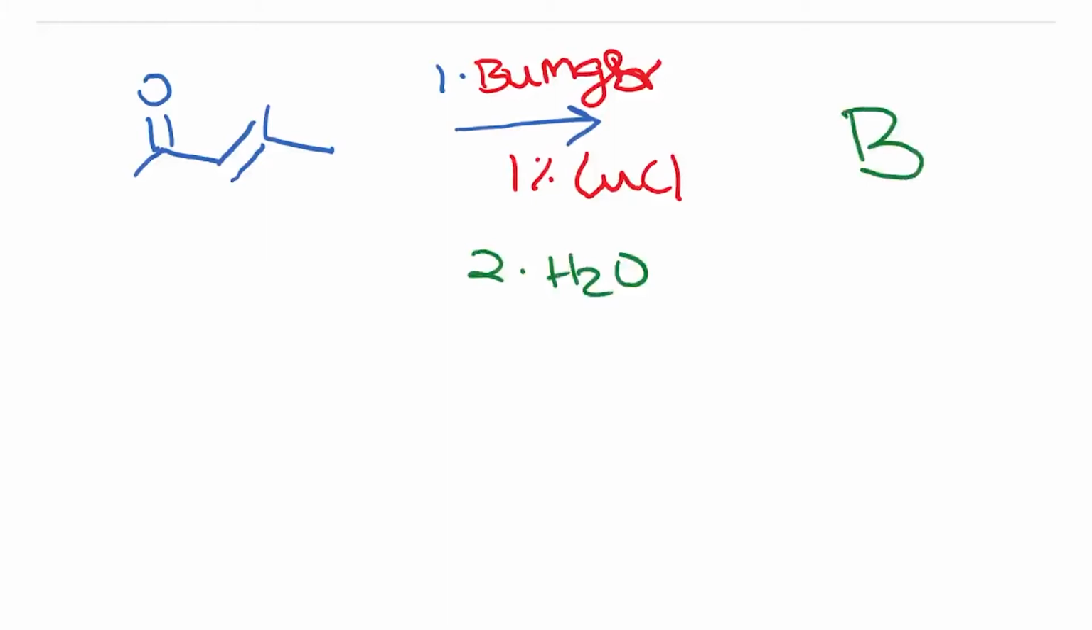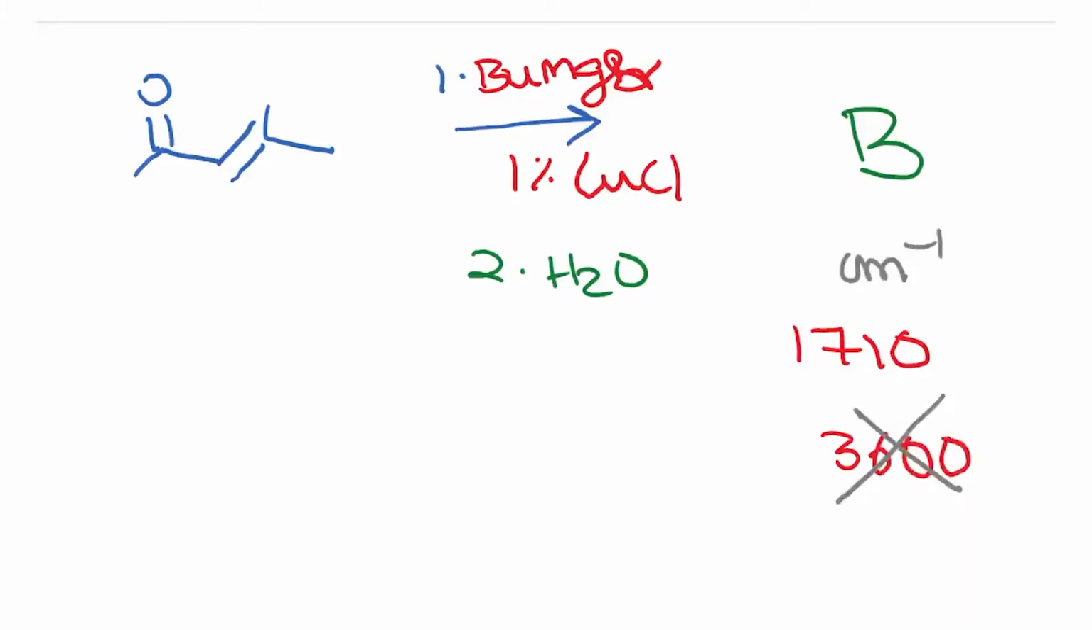Okay, now let's look at the characteristic signals of product B. So here again I see a signal at 1710, and 3600 is basically gone. All right, and just to be clear, the C double bond C weak signal is also absent. So based on this observation, keep in mind we'll get to this later, but the only difference in conditions is the addition of 1% CuCl.